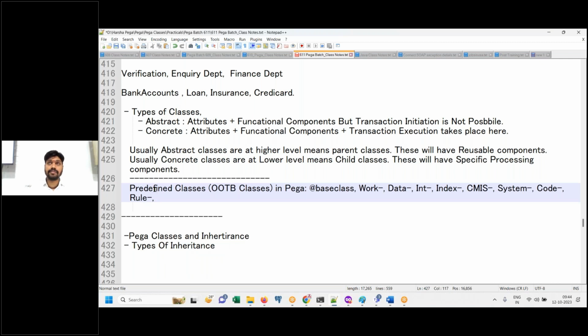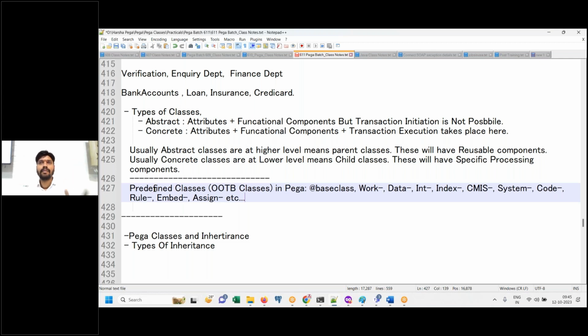What else? Embed-, Assign-, etc. The topmost 14 classes will be there. All the topmost classes in Pega, whatever I have named now, all are abstract classes.